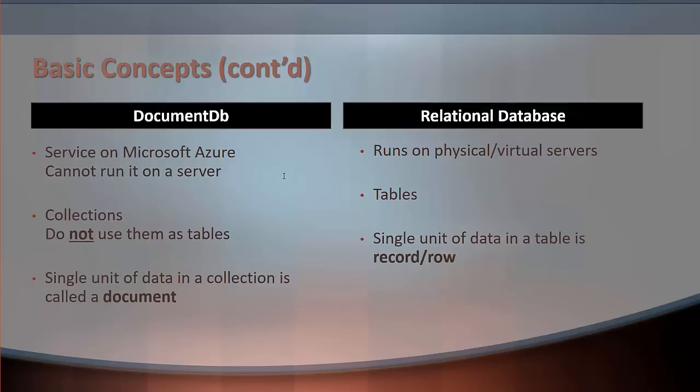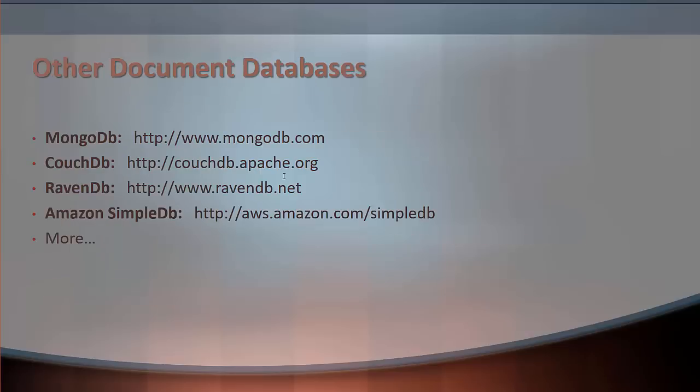Next one also is another terminology reference. A single unit of data in a collection is called a document. Again, we talked about it. It's a simple JSON object, but we call them documents. And of course, they're called records or rows in the case of relational databases.